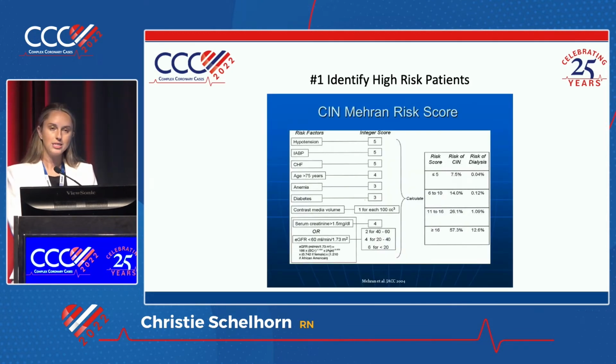First off, when it comes to identifying high-risk patients, this is when risk scores come into play. The Mehran grading scale, which was introduced in 2004, includes 8 factors that, when tallied up, will give a total score to predict the estimated risk score for CIN. And I'm sure a lot of these make sense to you. With a heart failure patient, you know you get renal congestion. With a diabetic patient, a lot of them already have diabetic nephropathy, and the uncontrolled hyperglycemia does not help.